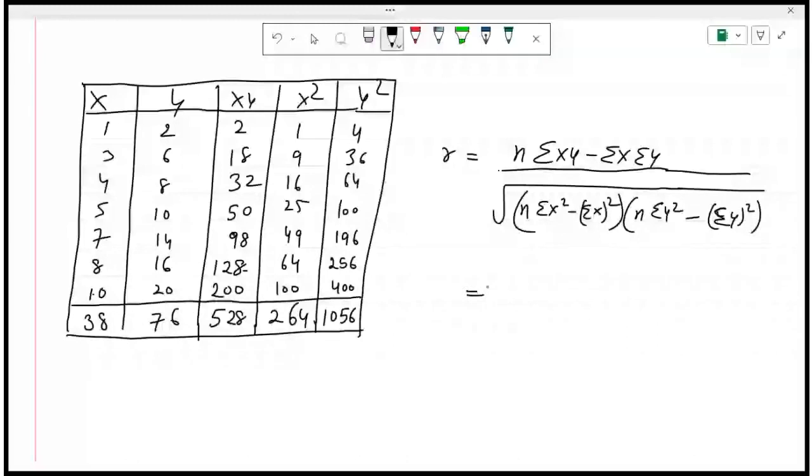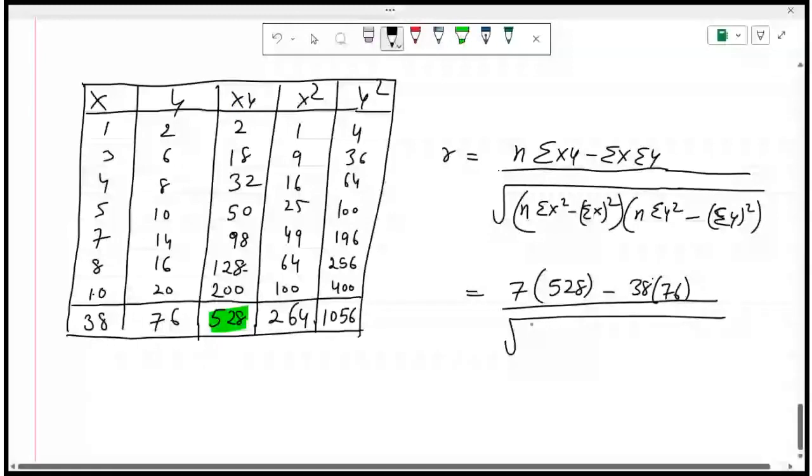So n is 1, 2, 3, 4, 5, 6, 7. N is 7. So 7 into the sum of xy. The sum of xy is 528. You can see this is the sum of xy. Okay. So 528 minus the sum of x, which is 38, into the sum of y, 76, divided by the under root of n, which is 7, into the sum of x square, so 264 minus the sum of x whole square.